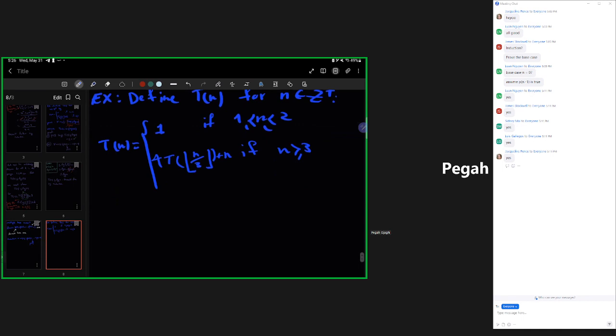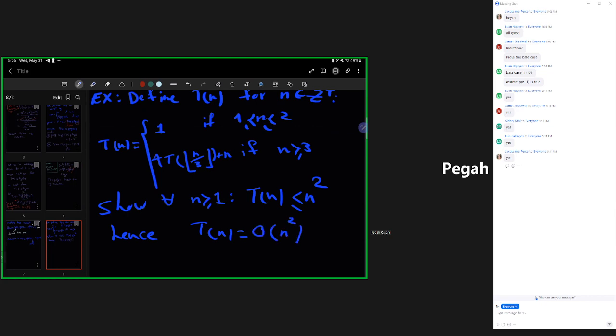So, you want to show that for all n greater than 1, T of n is less than n squared, or another way we can say it, T of n is big O of n squared, because this is going to hold. Based on this, we still say this part is going to be P of n. Actually, not the whole part, only this part. This is P of n.